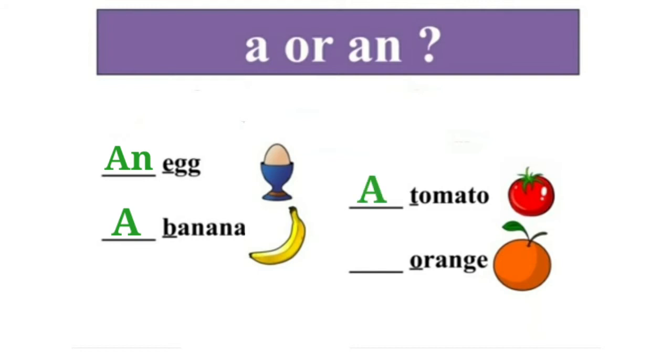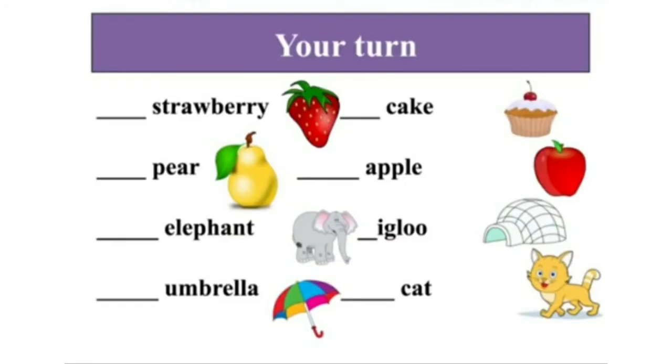A tomato. Now the last one, orange. The first letter of orange is O, so we'll use an orange. An orange. Now let's review what we have learned. We have the words strawberry, pear, elephant, umbrella, cake, apple, igloo, cat.